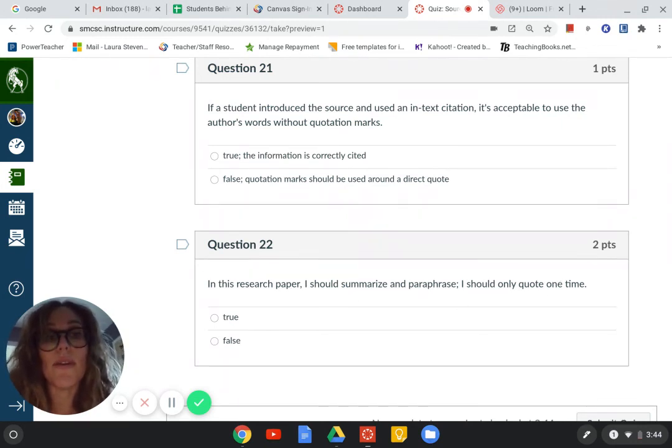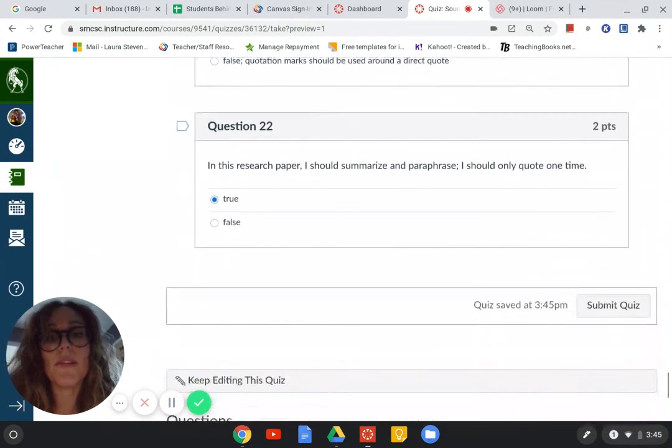I should only quote one time. I would say, this is such a hard one. I would say I wouldn't quote any, but I'd say if I just had one quote, I'd be maybe okay with it. Let's see what you guys get, okay?